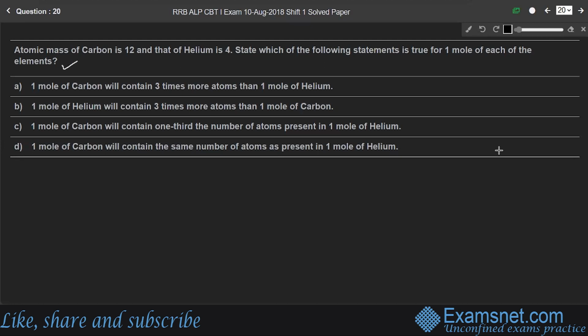Question number 20. Atomic mass of carbon is 12 and that of helium is 4. State which of the following statements is true for 1 mole of each of the elements. Students, what is 1 mole? First we need to know that. A mole doesn't depend on atomic number. It's just a unit.